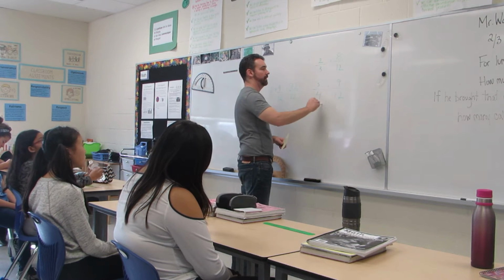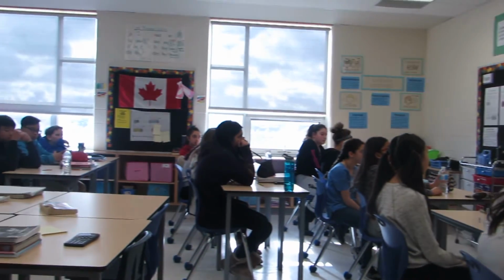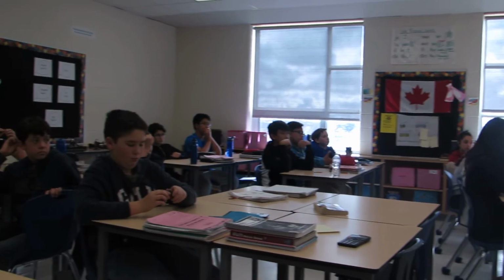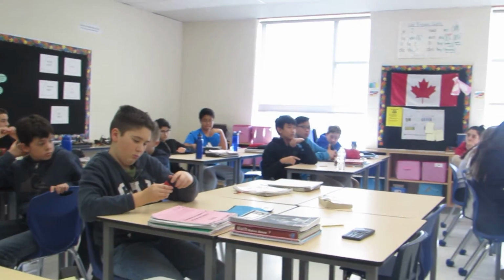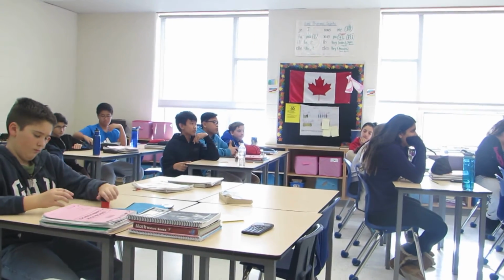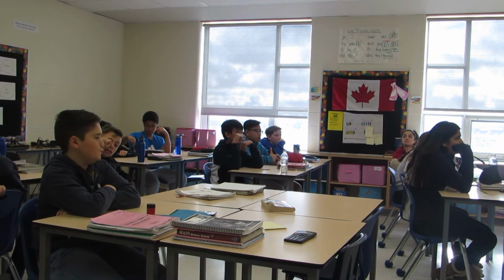So they started by finding a common denominator for 2/3 and 3/4. Why is this a no? Ethan? Because they're asking for 2/3 of 3/4. Okay. And you're not supposed to subtract it. You're supposed to multiply 2/3 by 3/4.